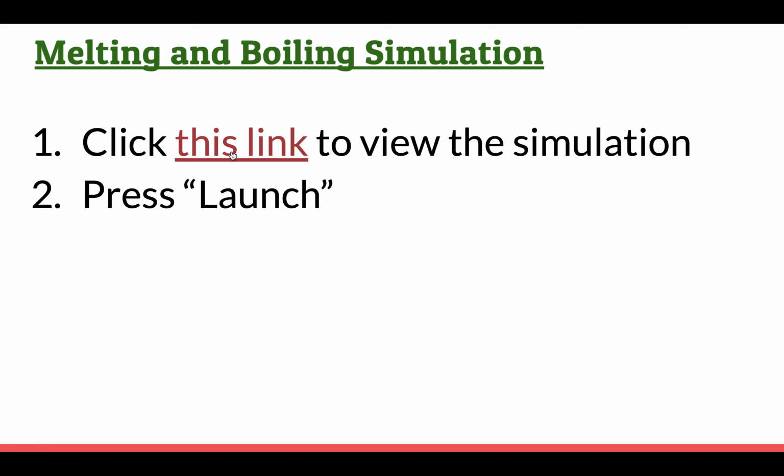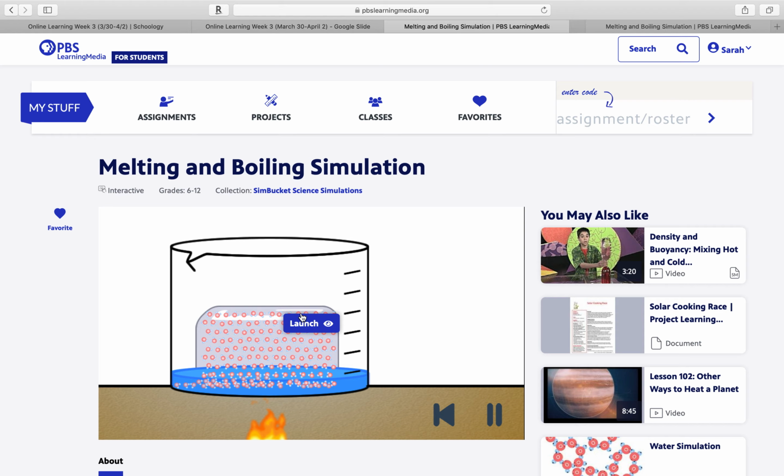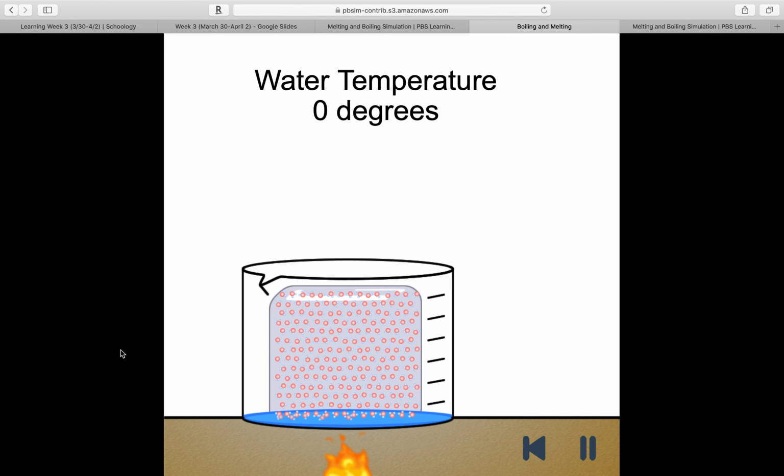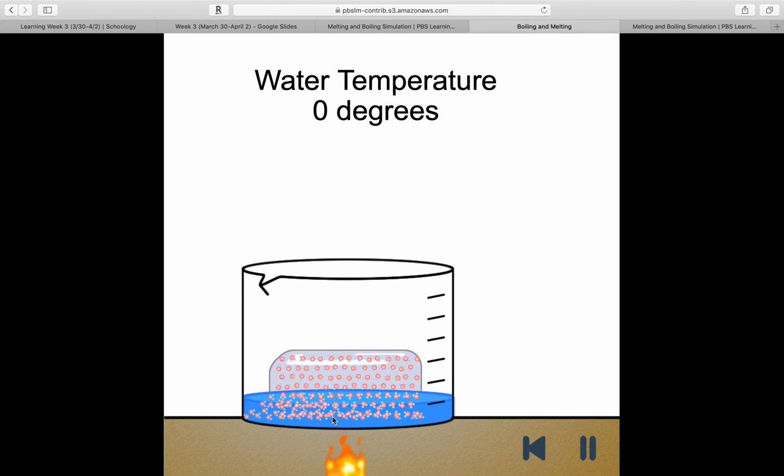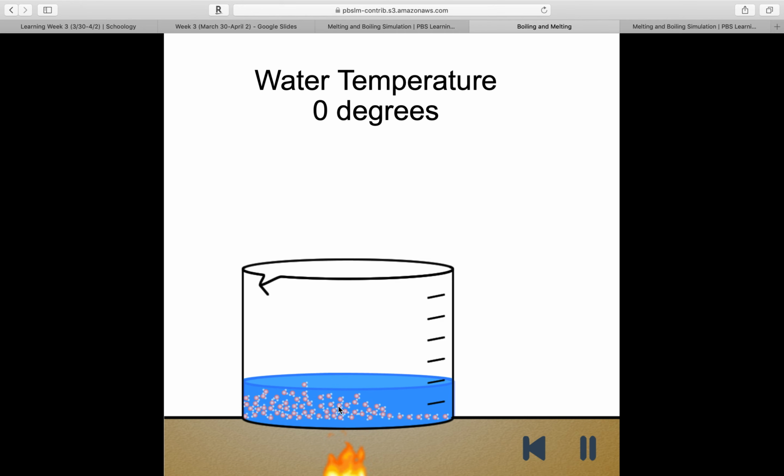Now I'm just going to quickly launch this simulation to show you melting and boiling. So you can press launch. When the thermal energy is being added, the solid ice is melting into water. Notice the particles are still the same. They're just moving faster. Particles do not disappear. They are still there. Now, as more thermal energy is added, the particles start to move faster and faster. Their kinetic energy increases and they're going to start to spread out.